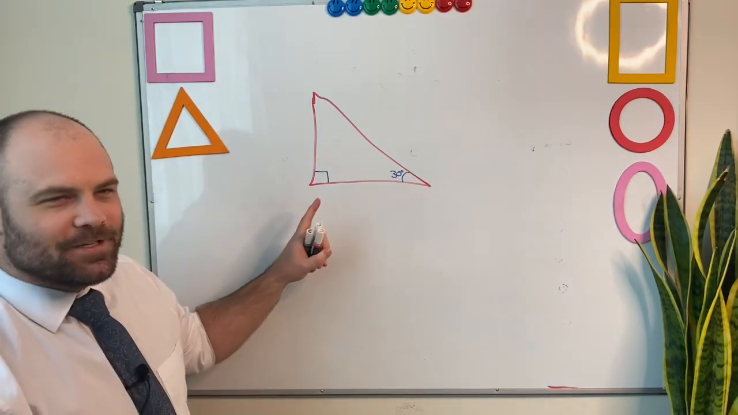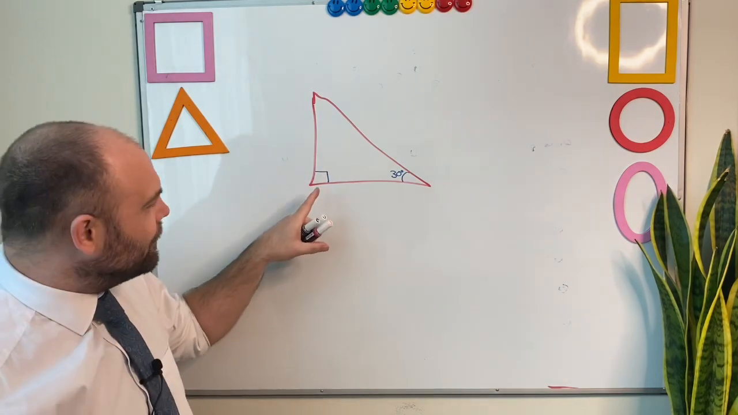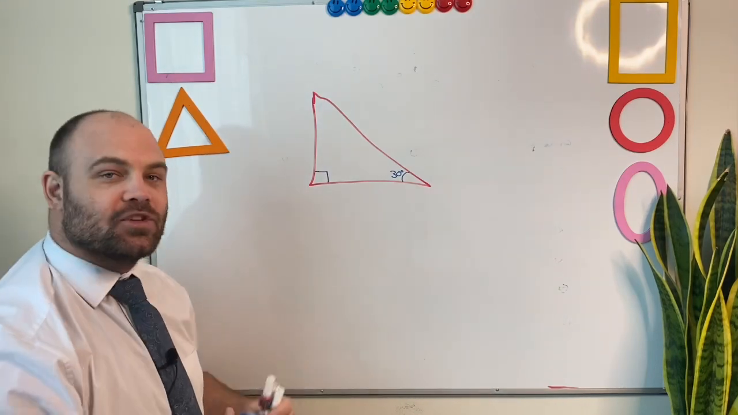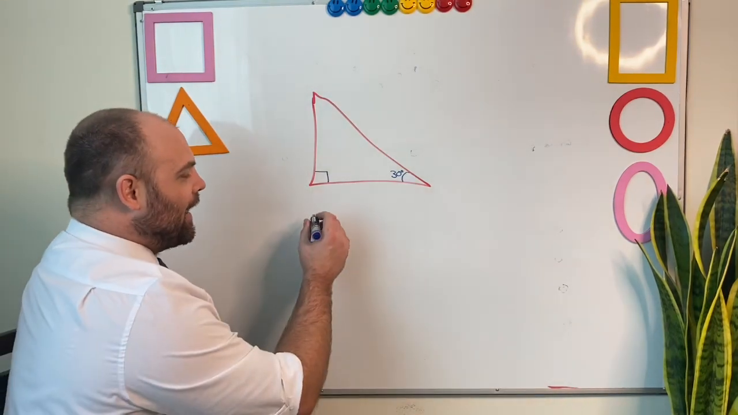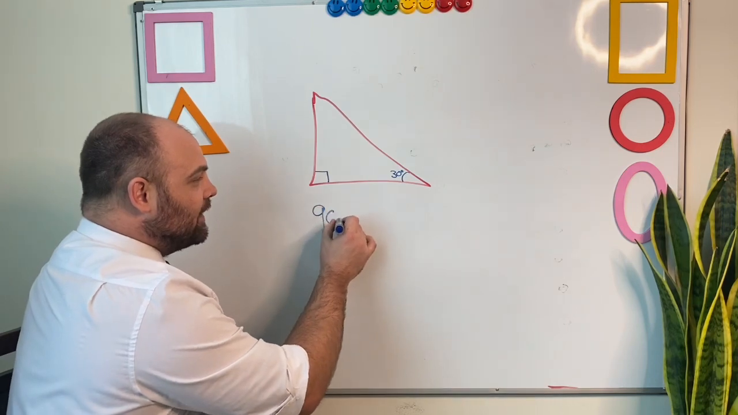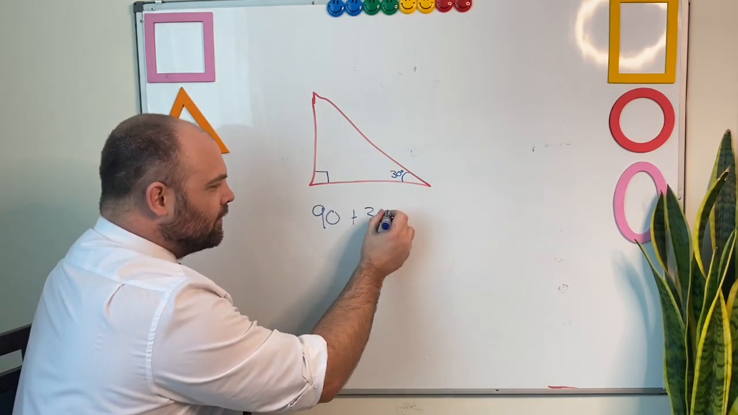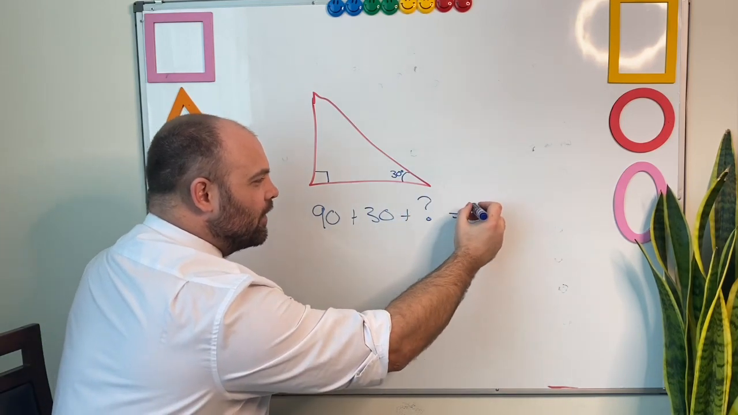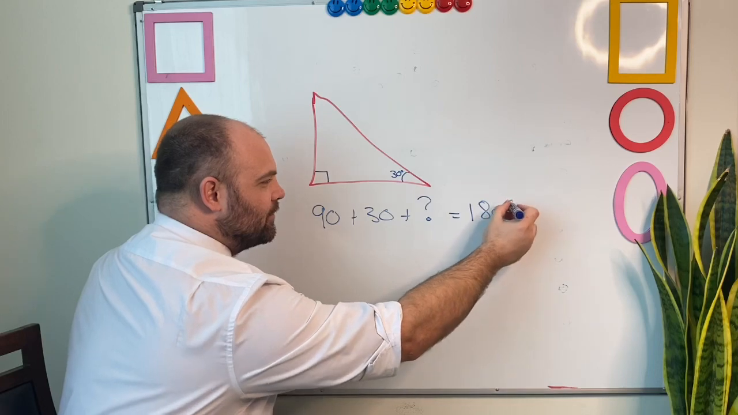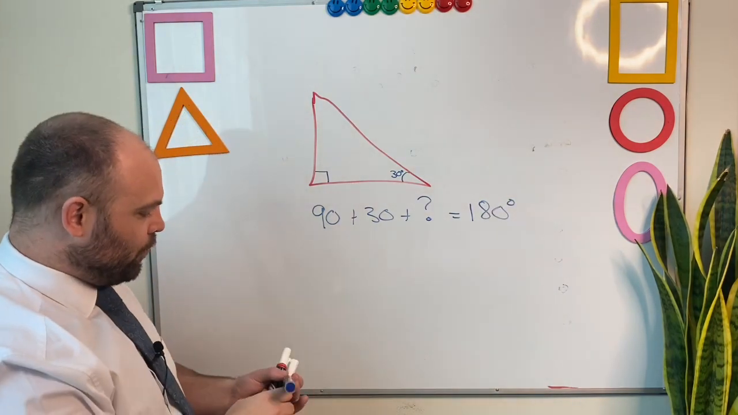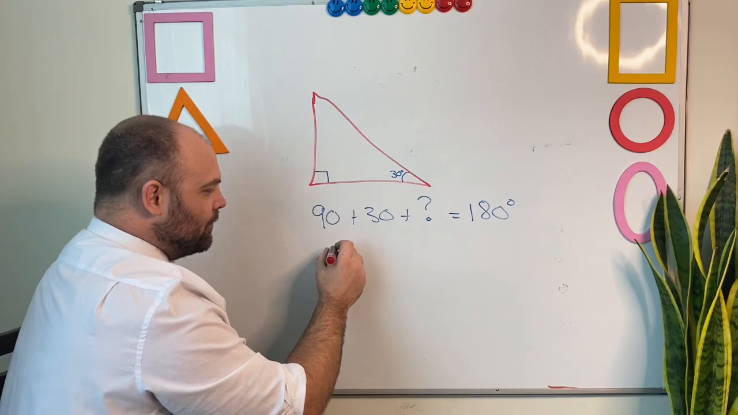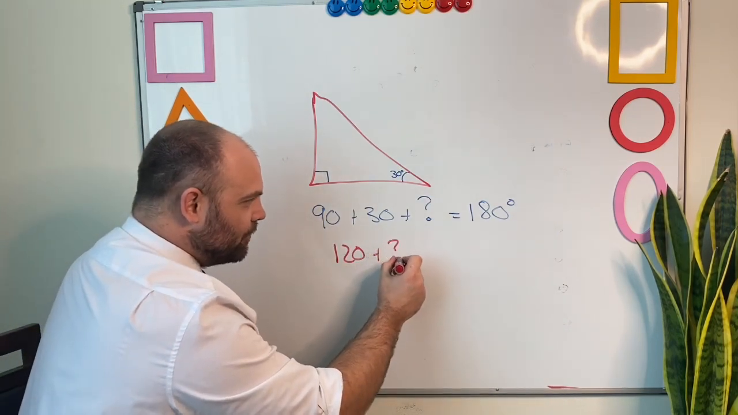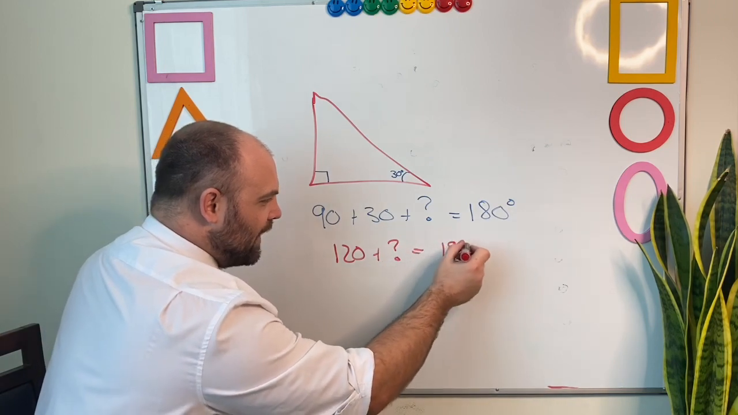Well, of course it is. This angle here, we know is 90 degrees because it is a right angle. So I actually have given you the angle. And I know that 90 plus 30 plus my missing value will equal 180 degrees. Well, 90 plus 30 is 120, plus our missing angle must equal 180 degrees.